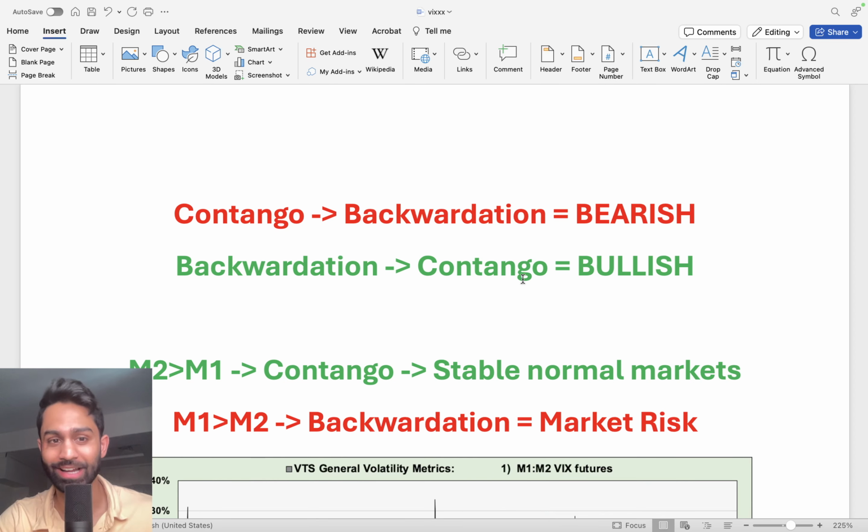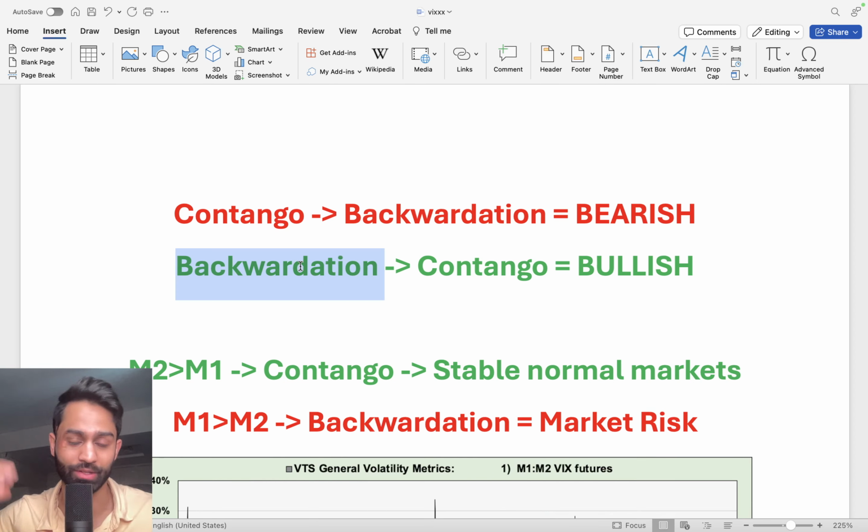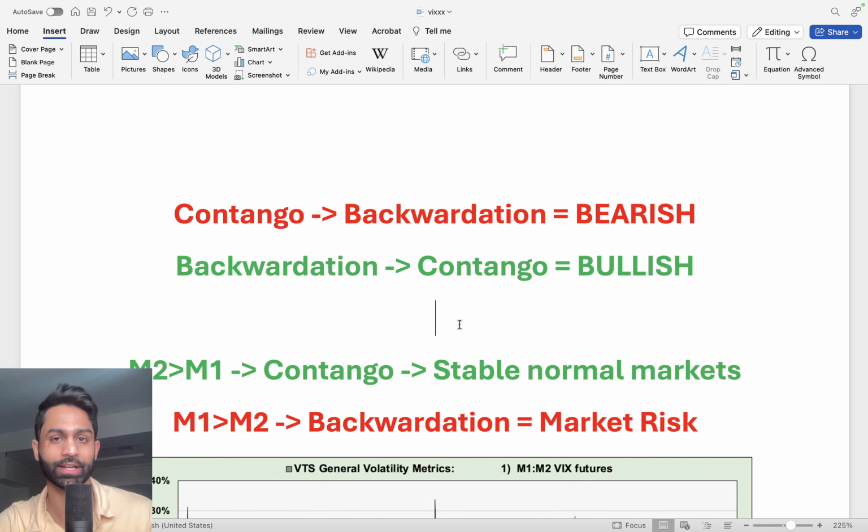Now, our goal right now, since we are in backwardation as of the time of this video, we are in a moment of backwardation where M2 is priced lower than M1. So the short-term futures contract is priced higher than the long-term, 30 days out. We are in backwardation. So our goal is to better understand when we are going to move back into contango.